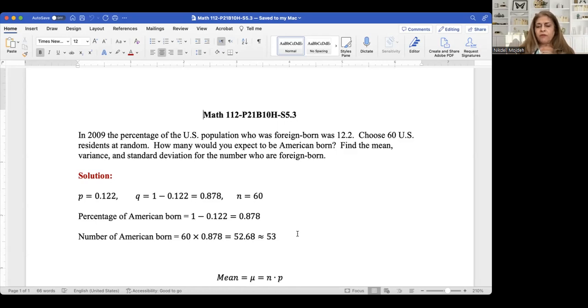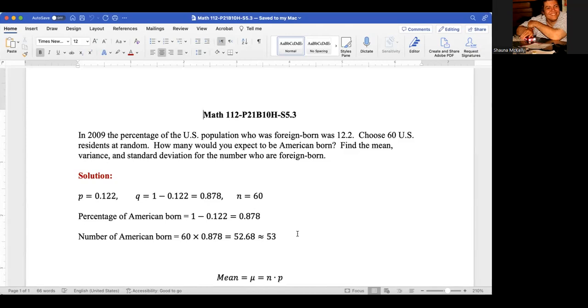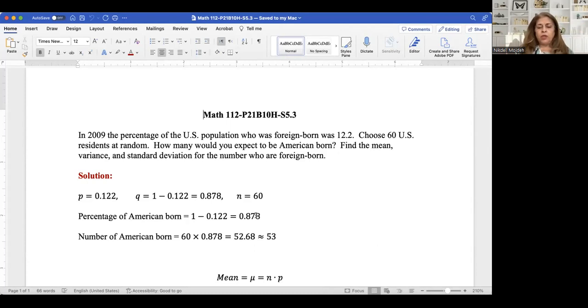So percentage of foreign born is 0.122. Percentage of American born is 1 minus 0.122, which is 0.878. This is one of those cases where they changed the percentages. If they're asking for American born people, you can think of P as actually being the complement of this, which is why we use Q instead. But the second part is asking you to find mean, variance and standard deviation of foreign born.